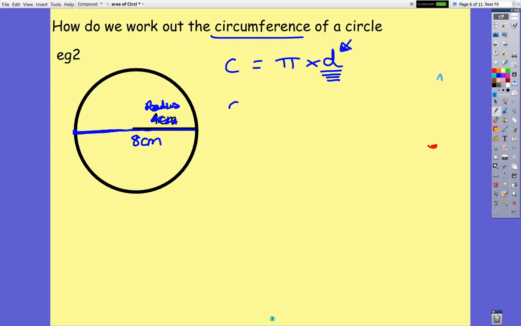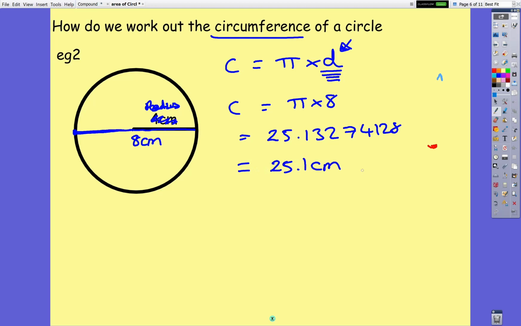So now we've got C equals pi times 8. If I do that on my calculator again, we get 25.13274128, and to one decimal place, 25.1. And don't forget units, centimetres. Be very careful with them because they do like asking the question where you've only been given your radius, to try and slip you up.